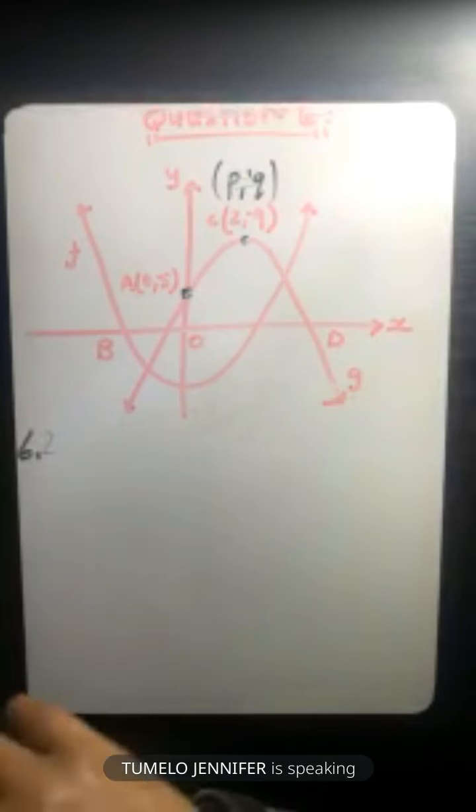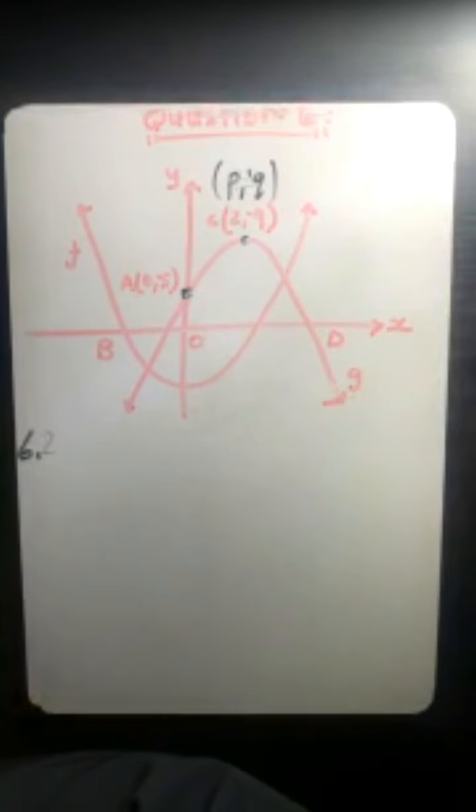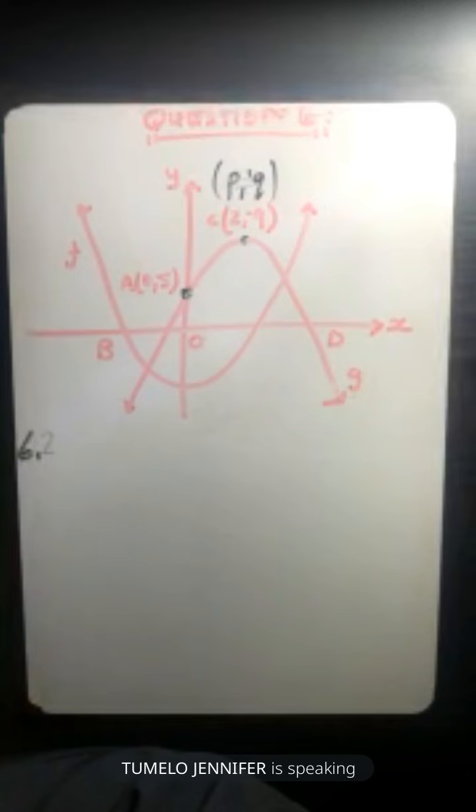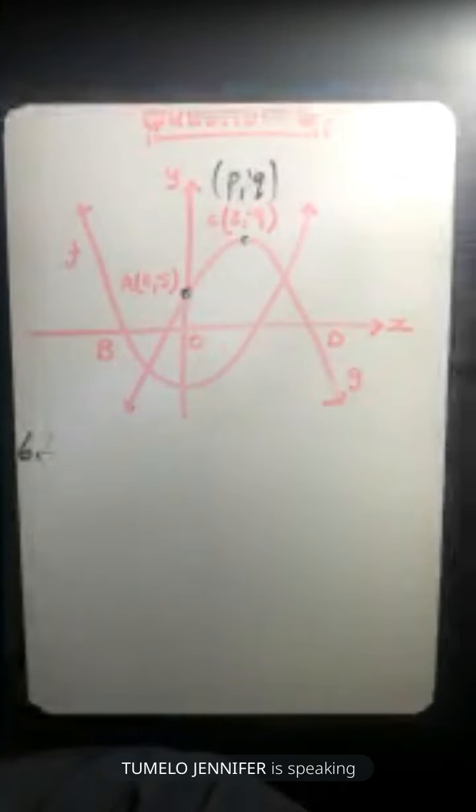Okay. Yes. I think, like they told us for BD, get the x-intercept of F. So we're going to use that formula. Y is equal to A into X minus X1, then X minus X2. Then let's say we're going to use that, F of X.